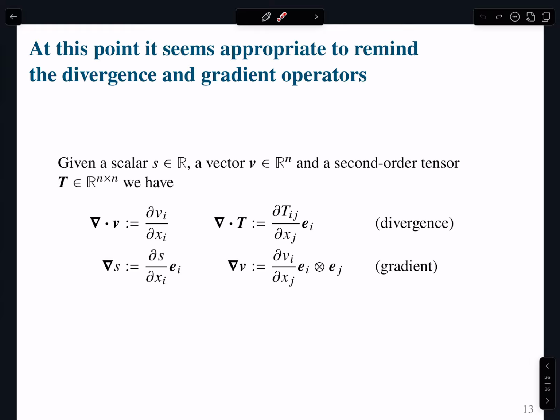Now, the gradient operator is going to increase the rank of a tensor, right? So if I apply that to a scalar, it is going to become a vector. If you apply that to a vector, it's going to become a tensor. So these are basically just a reminder. All of you at this stage should know this.